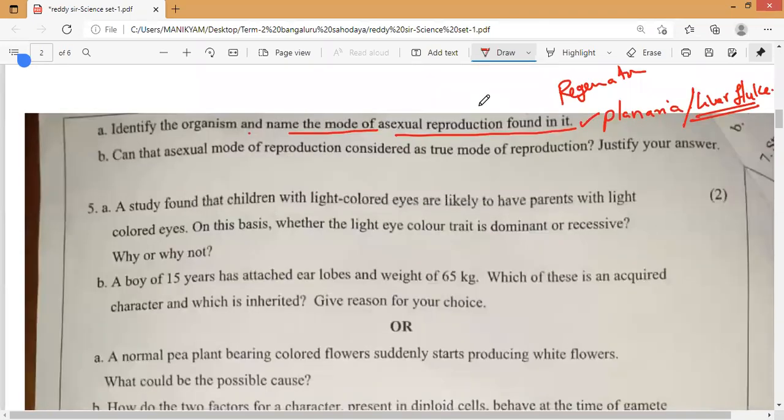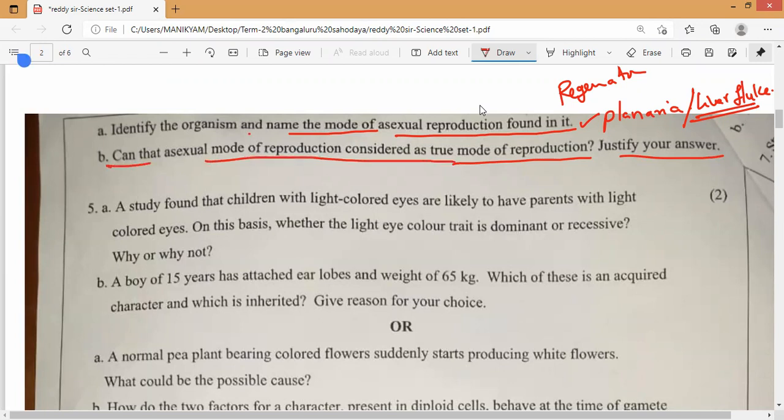Next, can that asexual mode of reproduction be considered a true mode of reproduction? Justify your answer. Is asexual reproduction a true mode of reproduction? No, correct, because exact organisms are not produced. So no, not yes. Usually we can say no, because the organism need not be cut to reproduce; it can reproduce by division also, so there is no need to be cut.